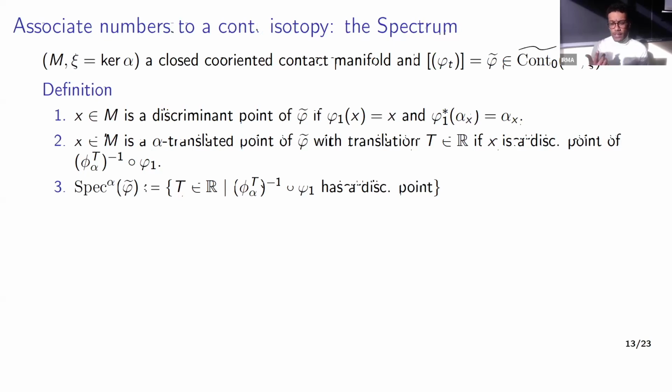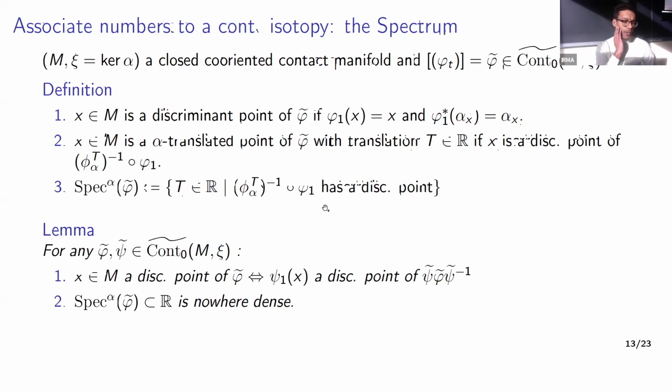Actually, this definition does not depend on the choice of a contact form, even if it seems to, and it was introduced by Givental. The second definition was introduced by Sheila Sandon. It is about translated points, and this definition does depend on the choice of a contact form. You say that x is an alpha-translated point of phi tilde with translation T if x is a discriminant point of the Reeb flow at time minus T composed with phi_1. Then the spectrum of phi tilde is the set of all translations of translated points of phi_1.